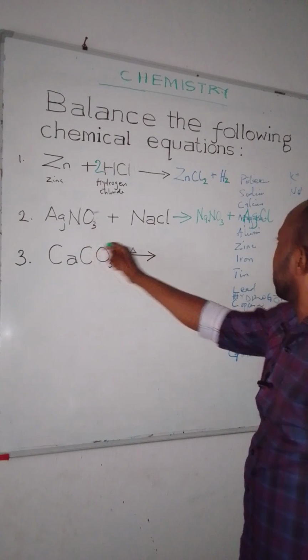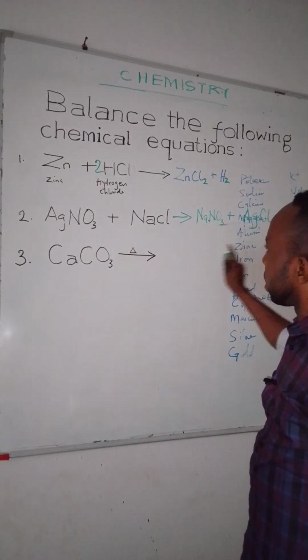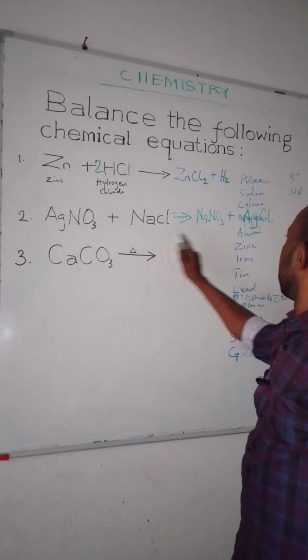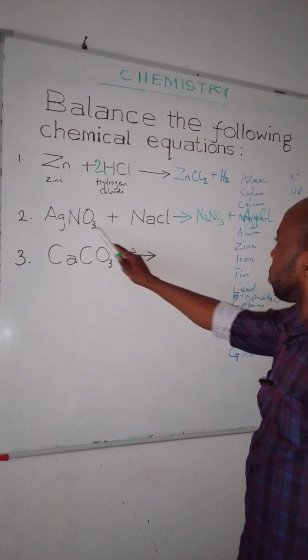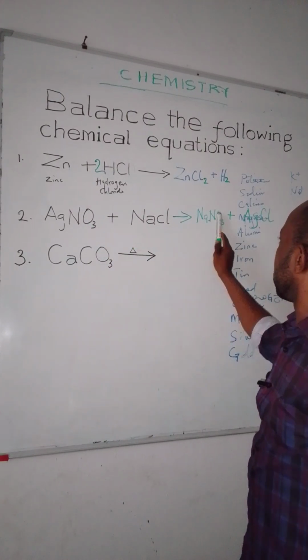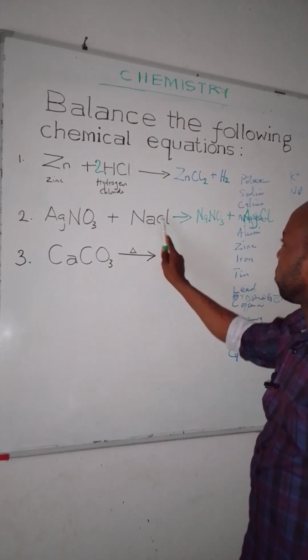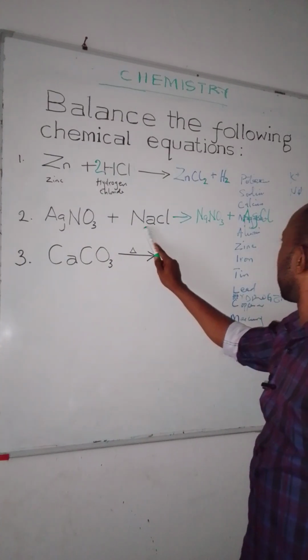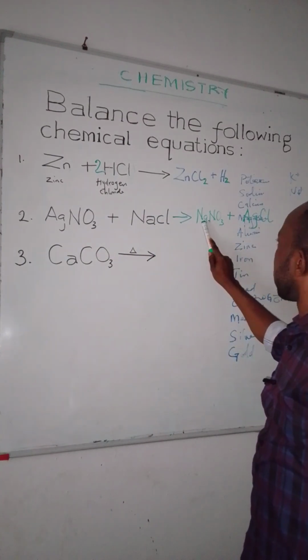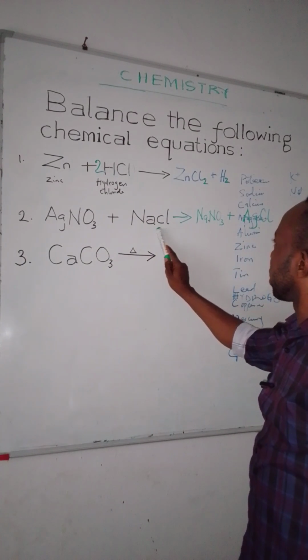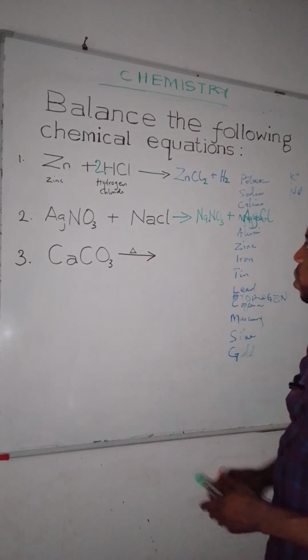Now, you check if this equation is balanced. Silver is 1 this side, silver is 1 this side. Nitrogen is 1, nitrogen is 1. Oxygen is 3, oxygen is 3. Sodium is 1, sodium is 1. Chlorine is 1, chlorine is 1. So this equation is balanced.